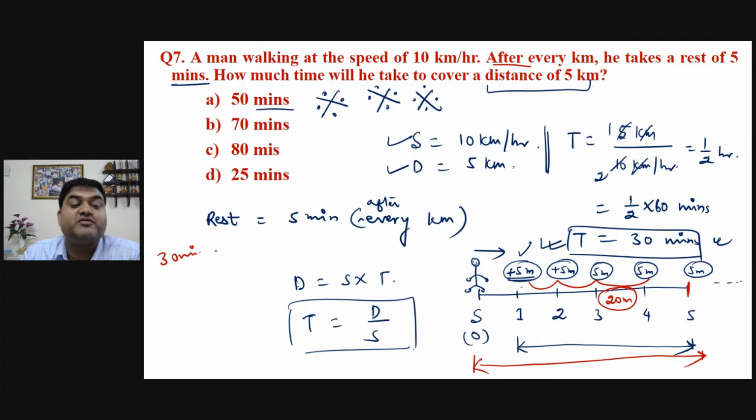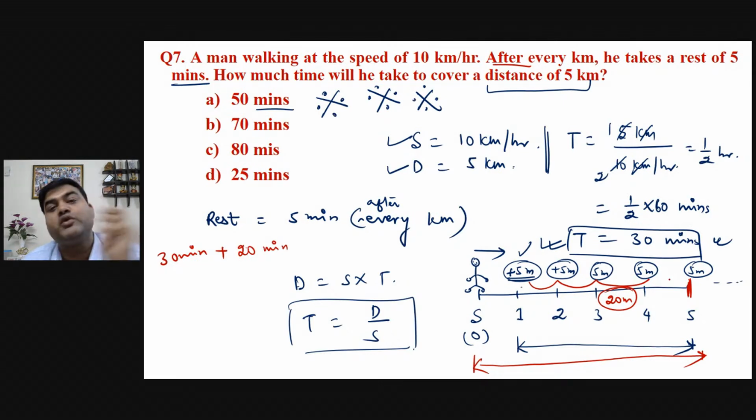Plus waiting time. What is the waiting time? 5 minutes each. It will be only 20 minutes, not 25 minutes. Why? Because the person is waiting after reaching the fifth kilometer, right? So whether he waits for 5 minutes, 10 minutes, or 1 hour, how does it matter? Because he has already reached.